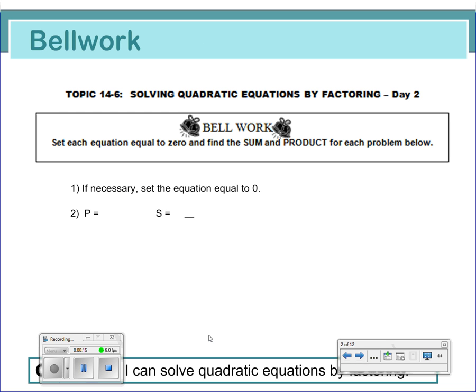Our bell work today is for you to set up each equation on your topic, set them equal to 0, and then find the sum and the product for each of the problems. You can pause at this point and do that, or you can go on to the next slide and we'll check your assignment from 14.5.